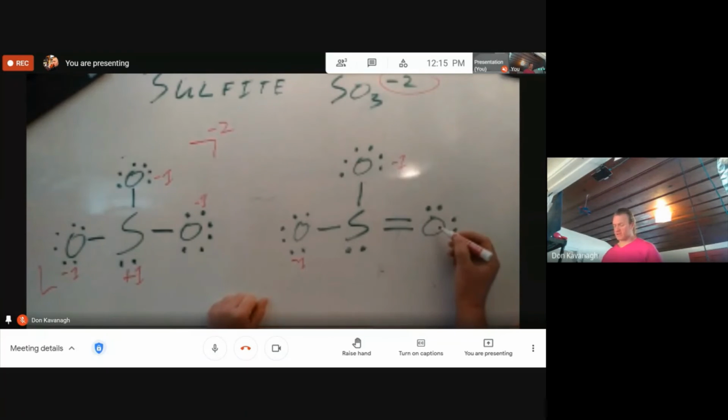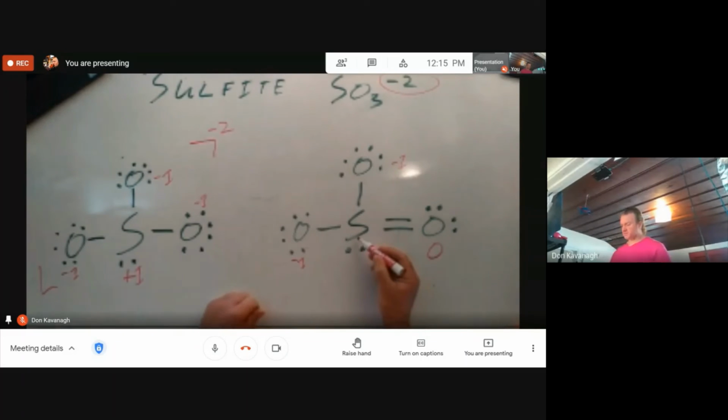This oxygen element here, let's do the formal charge for this one. We have 6 valence electrons. Oxygen always starts with 6 in its valence shell. Minus 4 electrons from the lone pairs. And then there's 4 electrons in bonds divided by 2, 4 divided by 2 is 2. So 6 minus 4 minus 2 is 0.